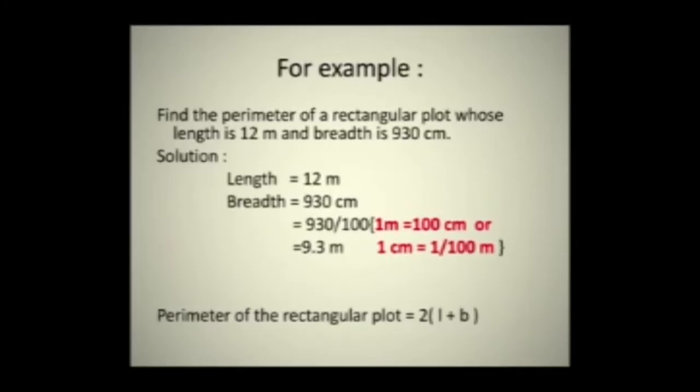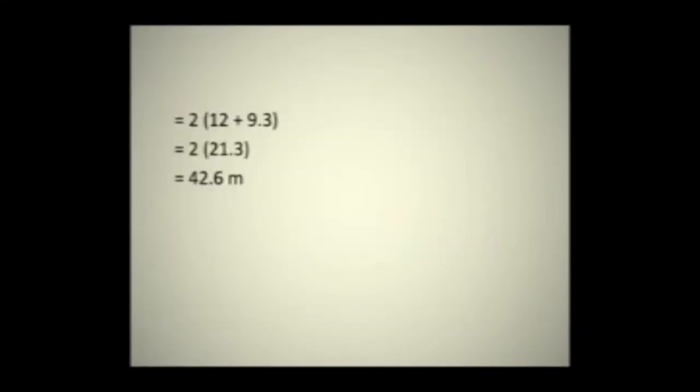Perimeter of the rectangular plot is equal to 2 into l plus b. We will substitute the values of length and breadth in the formula. We get 2 into 12 plus 9.3, is equal to 2 into 21.3. That is equal to 42.6. We will write the unit here, meters, because we have converted them into meters. Both the dimensions are in meters. So the answer should be in meters.